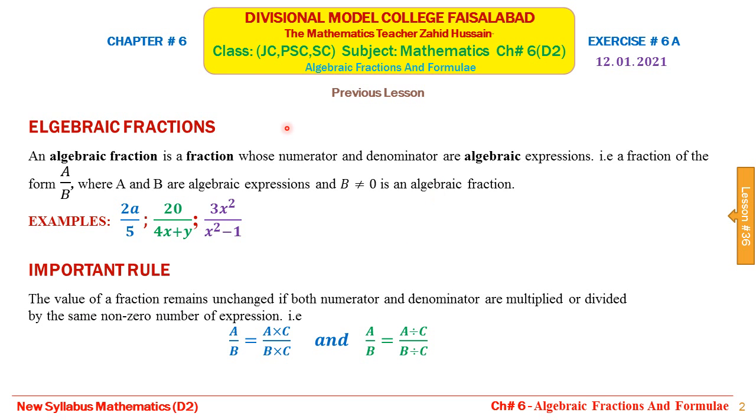In the previous lesson, we defined what algebraic fractions are. This is the definition of an algebraic fraction, and these are the examples of algebraic fractions. This is the important rule of fractions: if we multiply the numerator and denominator by the same number, the value does not change. Or if you divide the numerator and denominator of a fraction by the same number, the value of the fraction remains the same.